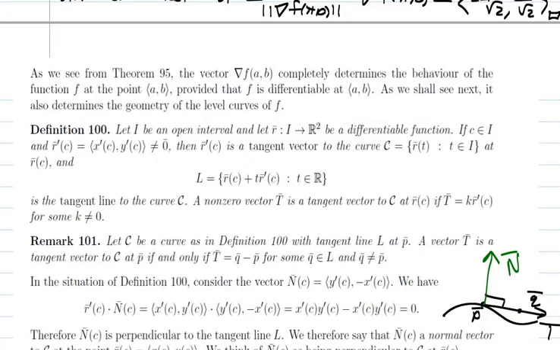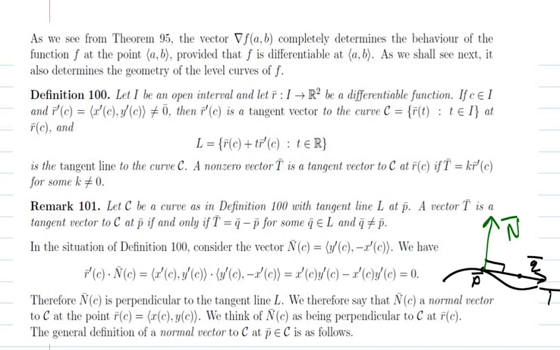All right. Now, very important, as we see from theorem 95, the vector grad f completely determines all of the directional derivatives, i.e. the behavior of the function f at the point (a, b), provided that f is differentiable at the point (a, b). You can see in both examples we proved that f was differentiable at a specific point. Now, as we shall see next, it also determines the geometry of the level curves. Remember, level curves is when the function is equal to a specific value. So here we go. Let's start off with a definition.